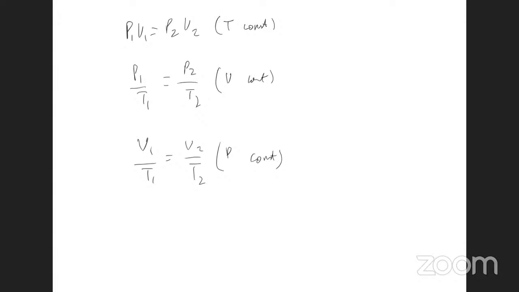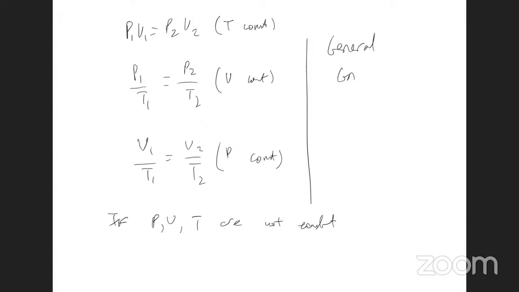Nathan, nothing is constant. What are we going to do? There must be a way for us to combine this. So if pressure, volume, or temperature are not constant, then we use something called the general gas law. The general gas law is a combination of all three relationships. P1V1/T1 equals P2V2/T2. That is if nothing is constant.